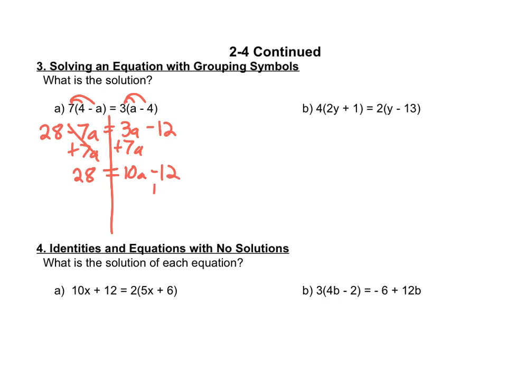And then it's just a two-step equation from there. Add 12 to both sides. Oop, that's 40. 40 equals 10a. I divide by 10 to finish solving. I get a equals 4. Okay, I get a equals 4.